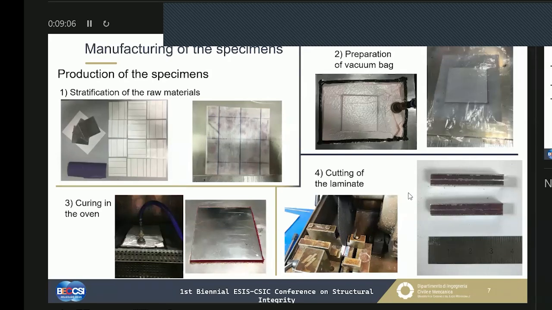Now, let's present the manufacturing of the specimens. As I said, the process was based on prepreg vacuum bagging. So the first step was to cut the patches of the composite material, the glass epoxy prepreg, the aluminum sheets, and the patches of the adhesive, which was a film adhesive. These patches were stocked as presented before.